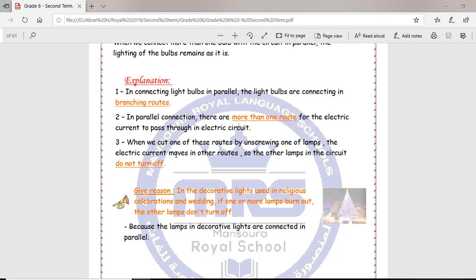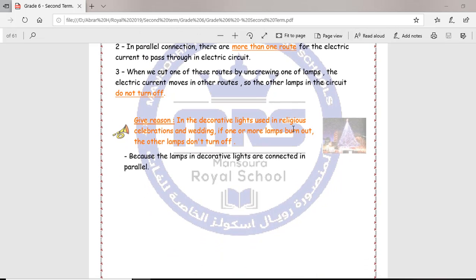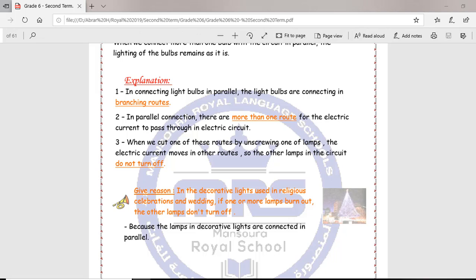The explanation is, in connecting light bulbs in parallel, the light bulbs are connected in branching routes. In parallel connection, there is more than one route for the electric current to pass through in the electric circuit. When we cut one of these routes by unscrewing one of the lamps, the electric current moves in other routes, so the other lamps in the circuit do not turn off. Why? Because I have more than one route. So nothing changes when one route is cut off by unscrewing the lamp or by burning it.